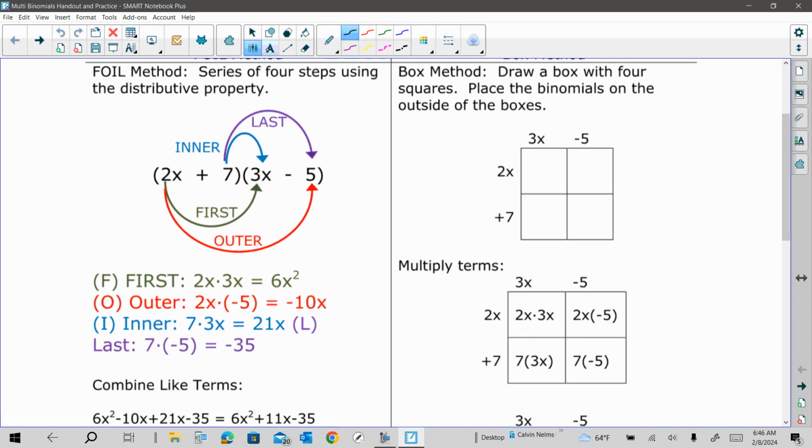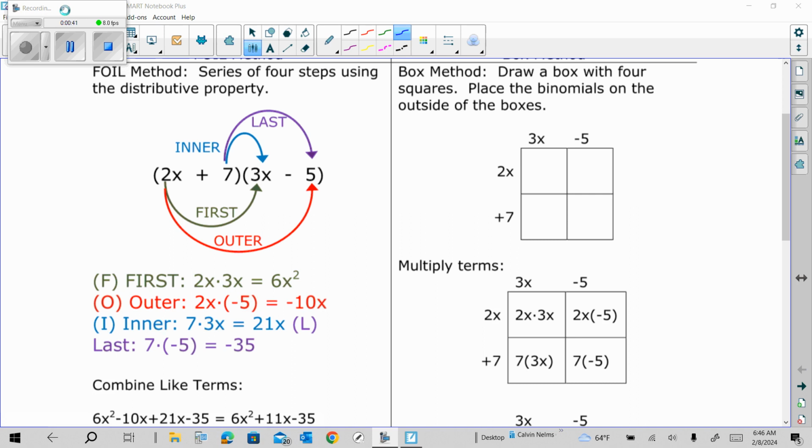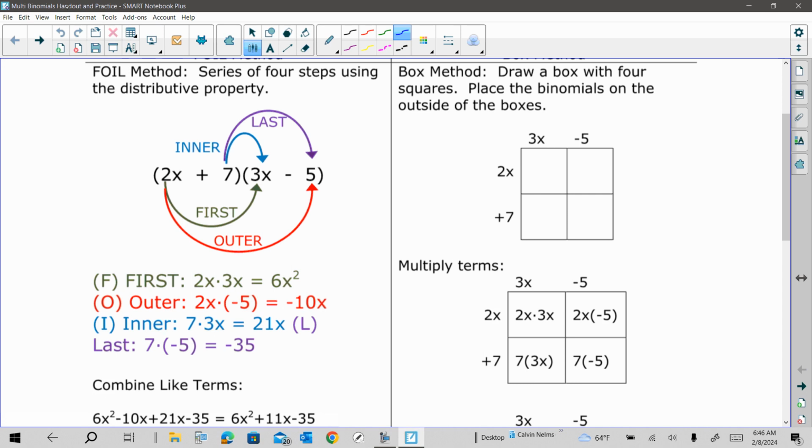A binomial, let me get my pen here, is basically, in parentheses, two terms, a variable term and a constant term, or maybe two variable terms with different coefficients or two different letters. So the FOIL method says you're going to go first term, which means the first two terms in the parentheses. So this first example is kind of worked out for us.